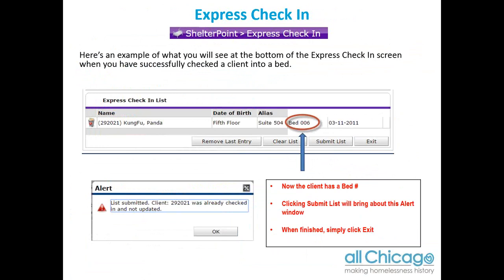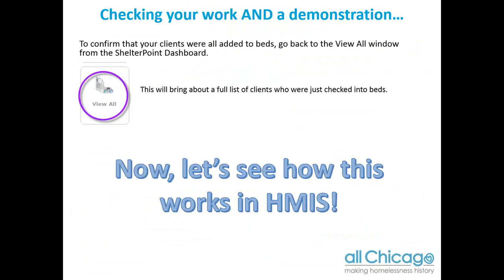And if you are finished putting your clients into beds, the way that you'll get out of this screen is just by clicking on Exit. So let's see the next screen here. If you choose to confirm the list of clients that were just placed into beds using Express Check-in, you have two options. If you've gotten to Express Check-in from that View All screen, you may find yourself right back at that full list of clients in beds, so you'll have that confirmation right away. But if you don't find yourself there, you can also click on that View All button again after finishing Express Check-in, and you'll be able to see all of the clients that have been attached to beds as a confirmation.